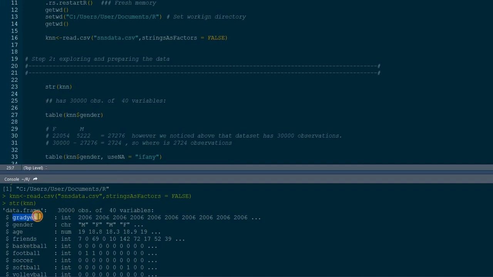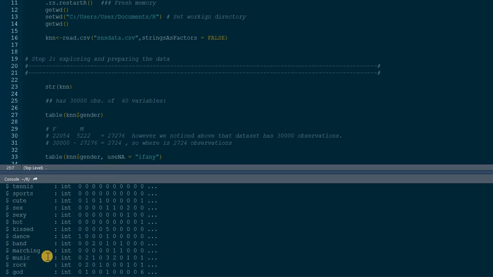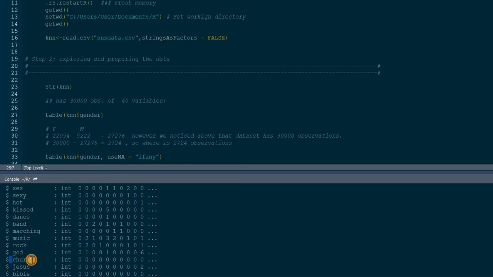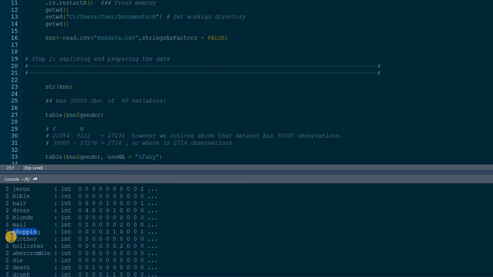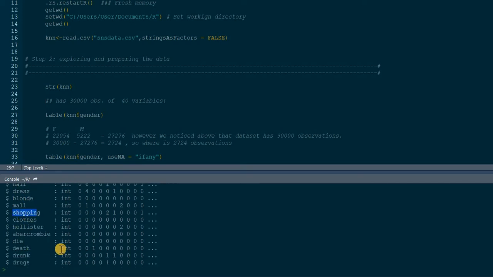Which has grad year, gender, age, whether they have friends, whether they play basketball, football, soccer, volleyball, whether they go to church, whether they are blonde, whether they probably read Bible, do shopping, clothing, whether they take drugs, drunk, and so on and so forth.